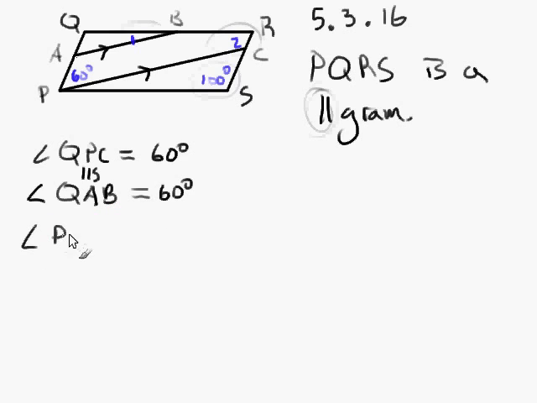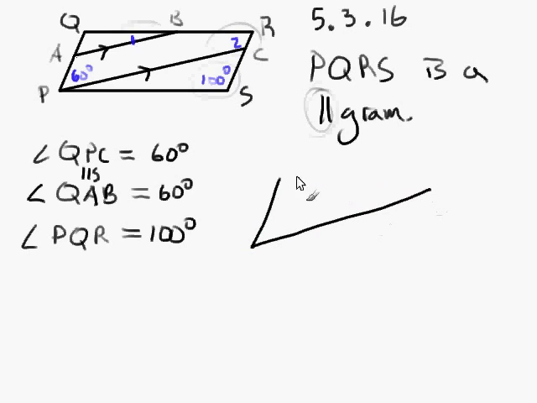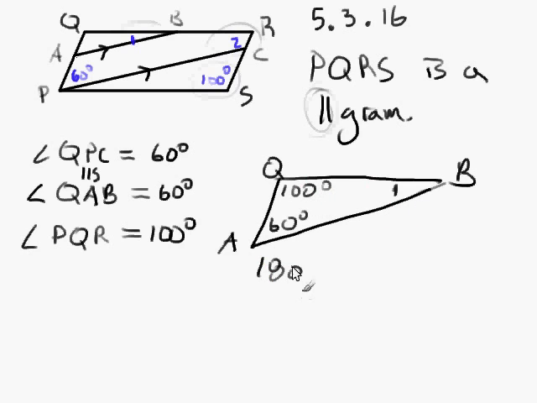So what we have now is a triangle. Call it AQB. We've got 100 here. We've got 60 here. We're looking for this angle. It's going to be 20 degrees. 180 minus 60 minus 100. 20 degrees.